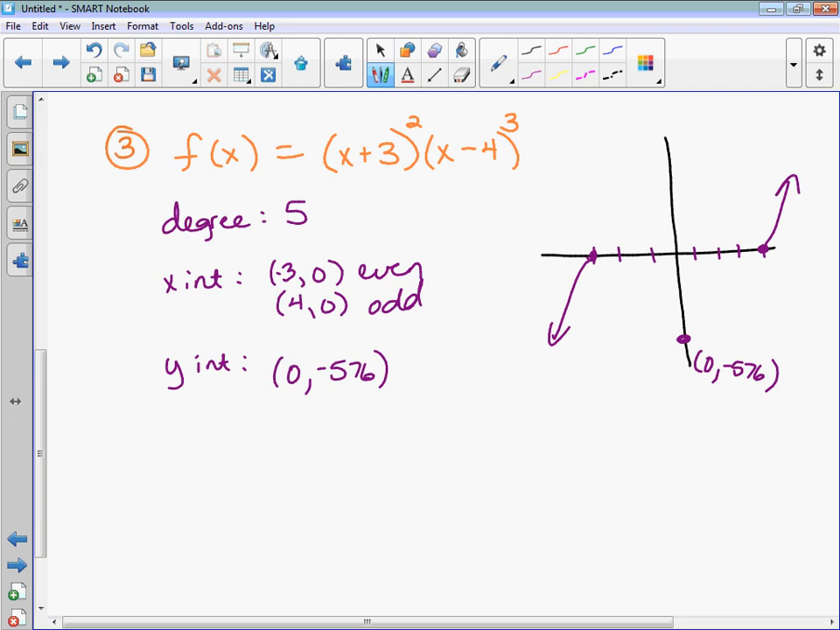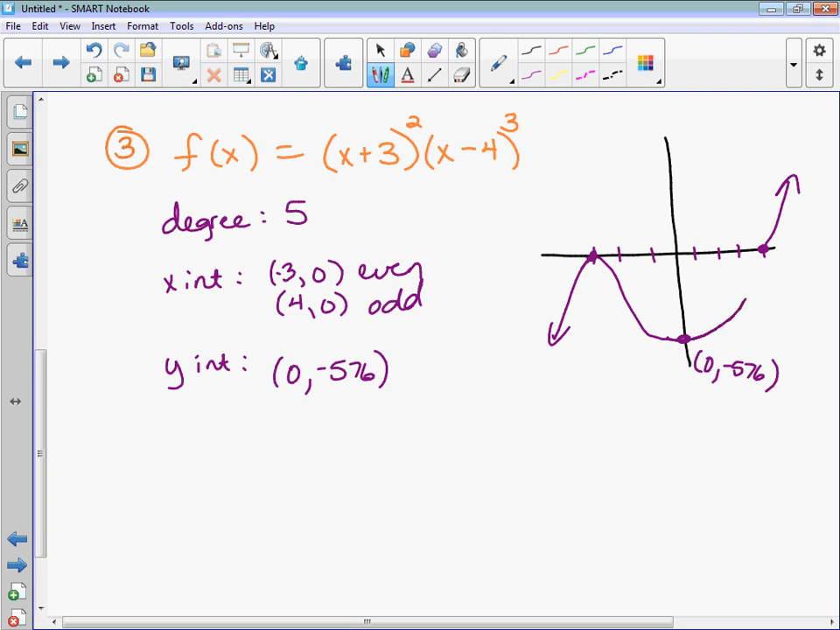Is it going to cross? Is it going to bounce? Is it going to be inflection? What do you think? It's going to bounce. So it's going to touch it and come right back down, which makes sense because the next point I have to go through is that y-intercept.